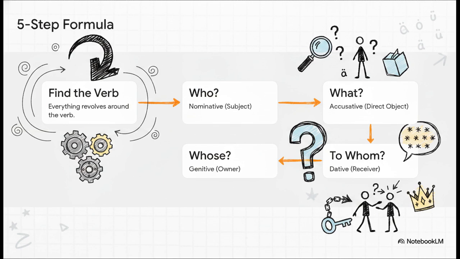So the crucial point is, you must never, ever skip finding the verb first. Everything in a German sentence revolves around that verb. Without it, absolutely nothing is happening, and you can't possibly figure out who is doing what to whom.